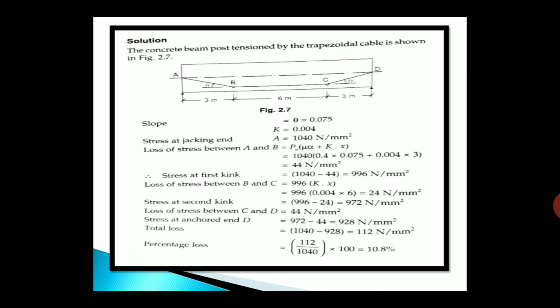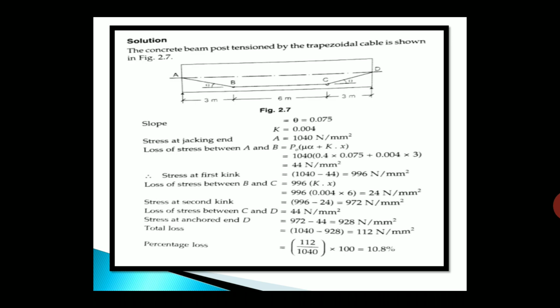So we started from A with a stress of 1040, it dropped by 44 to 996 at point B. Further it dropped by 24, it became 972 at point C, and when we reached point D, the stress again dropped to a value of 928. If we compare with the initial stress, the total loss of stress is equal to 112 Newton per mm square from the jacking end to the far end. Therefore, percentage of loss will be total loss divided by applied stress into 100, that equals 10.8%.